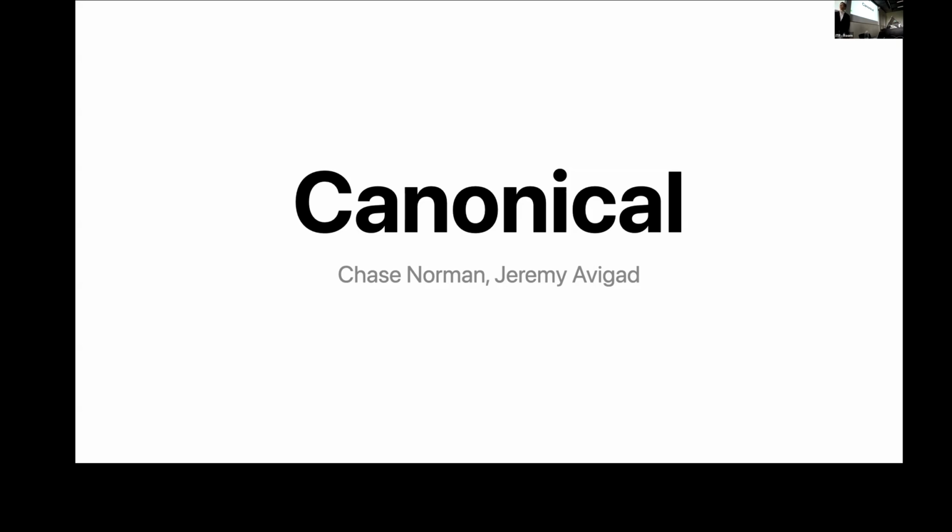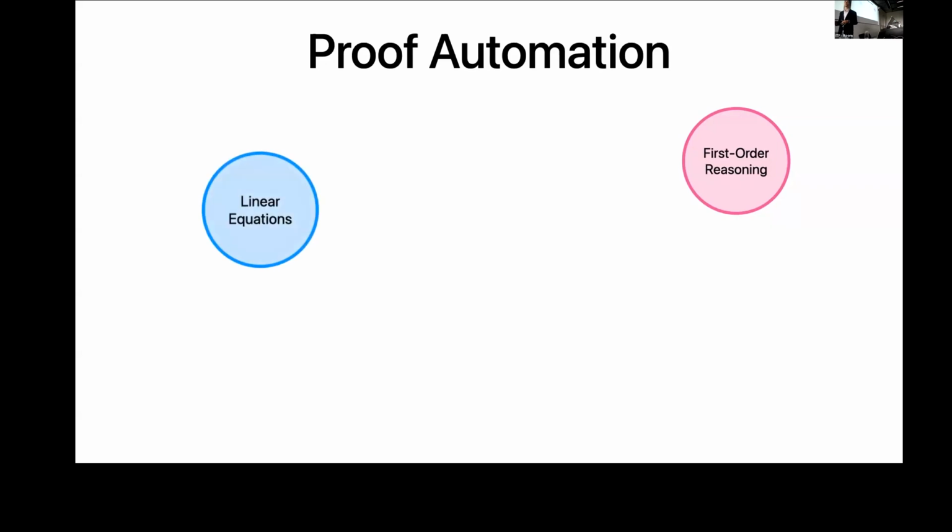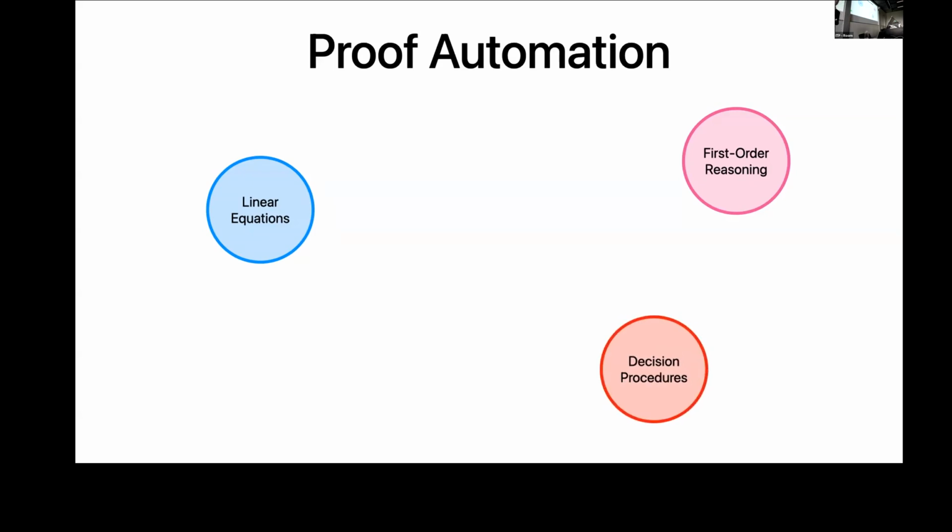I'm going to talk to you today about Canonical, which is an automated theorem prover for dependent type theory. When we think about proof automation in dependent type theory, we think about a pretty fragmented landscape of tactics. For instance, if you have a problem that's in the first order fragment, you can use a first order reasoner to prove those theorems. If you have a problem that's about linear equations, you can use a linear equation solver. Or if you have a decidable theory of some kind, you can use a decision procedure.